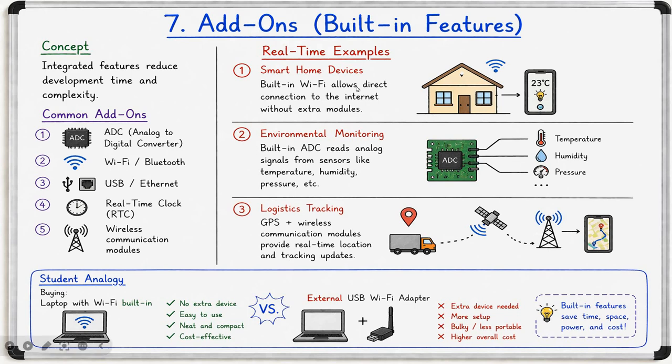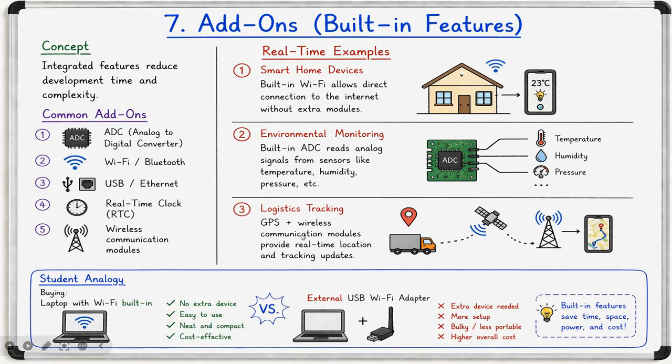Some real-time examples are smart home devices, which have built-in Wi-Fi, which allows direct connection to the internet without extra modules. Then you have environmental monitoring, in which you have a built-in analog to digital converter, which reads the analog signals from sensors like temperature, humidity, and pressure. And one more is logistic tracking, which is a combination of GPS and wireless communication on board, where devices with GPS and wireless modules can track the location in real time, and the data is directly sent to the servers without extra hardware.